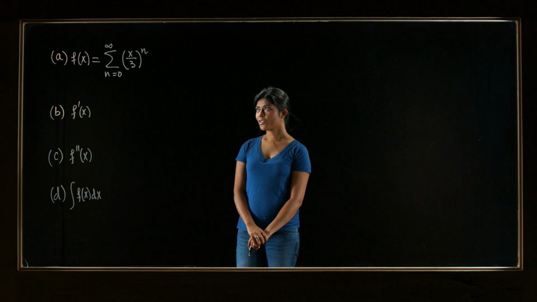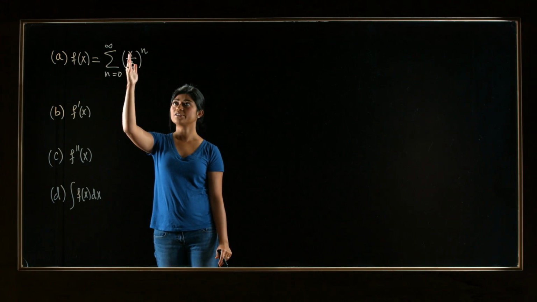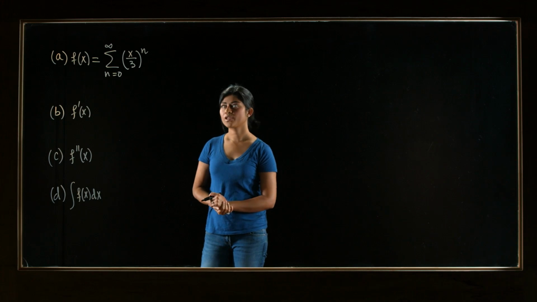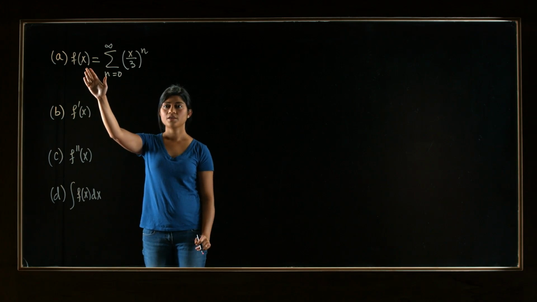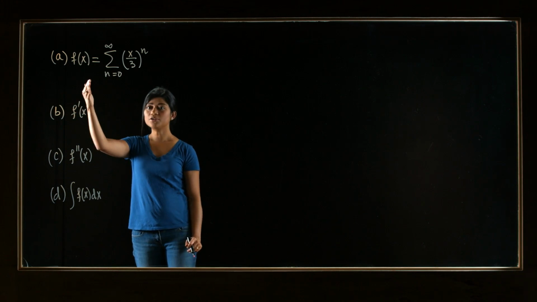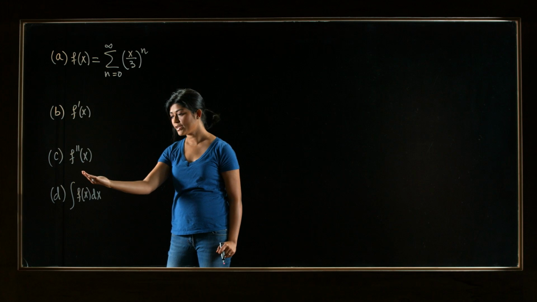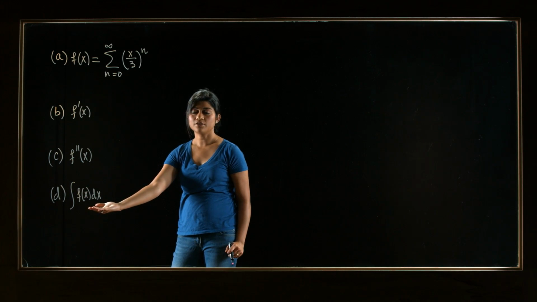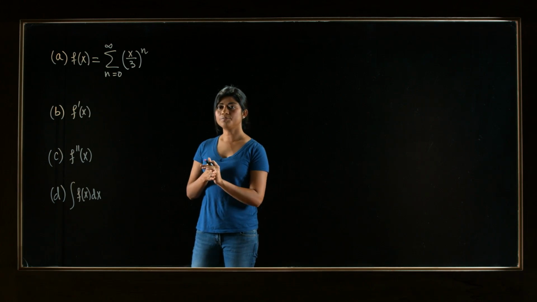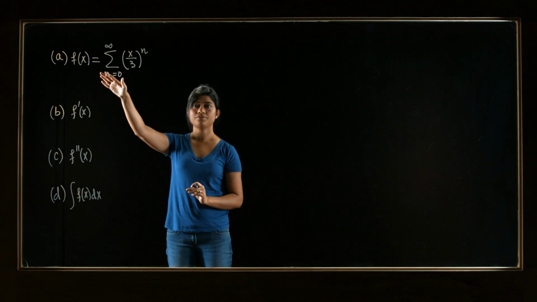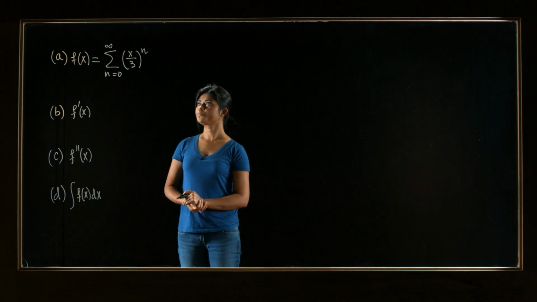In this problem, we are given this function. It's the power series, x over 3 to the power n. And we have to find the radius of convergence of this function. And then we have to find the radius of convergence of the derivative of the function, the second derivative, and the integral of this function. In this first video, we just compute the radius of convergence of f. And in the next ones, we'll compute the other radii of convergence.